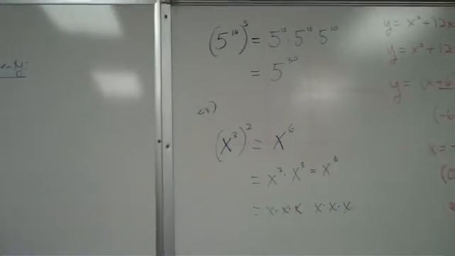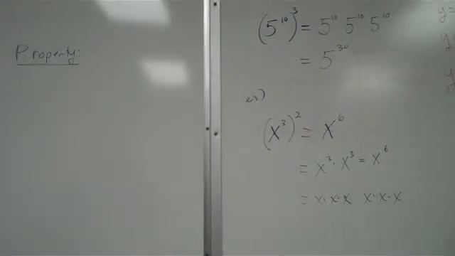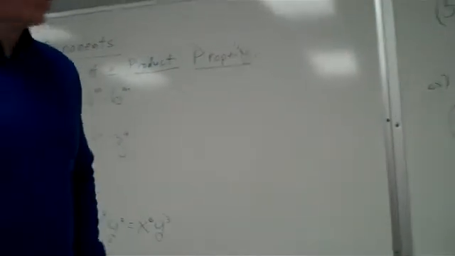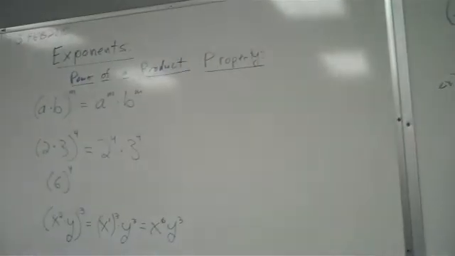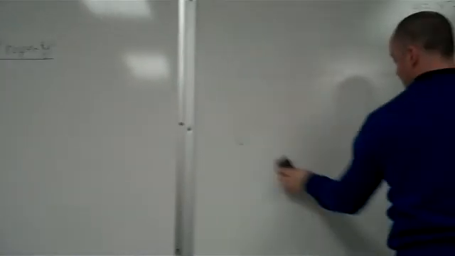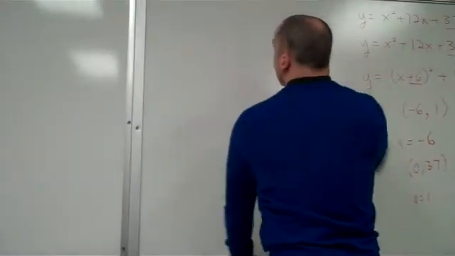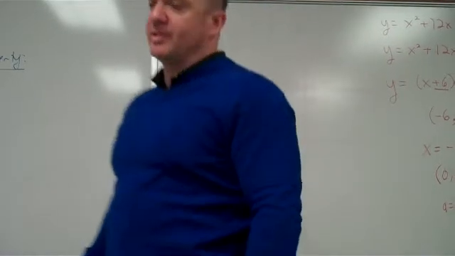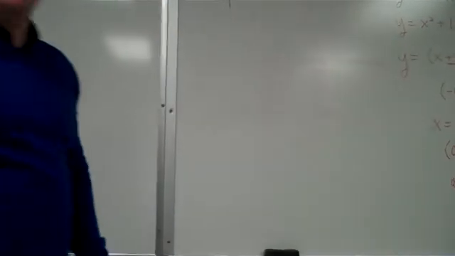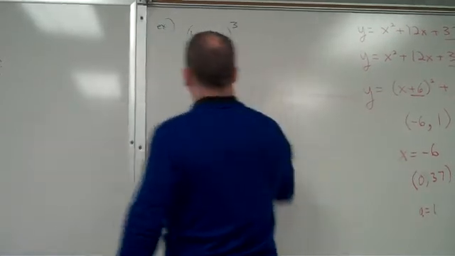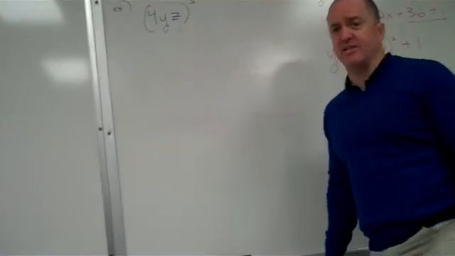So now, let's look at some examples that get a little bit uglier and involve some variables. Okay. Now, here's an example. Pulling from the book just to be, I'll change them a little bit. 4 times y times z, whole thing cubed. 4 times y times z, the entire thing cubed.